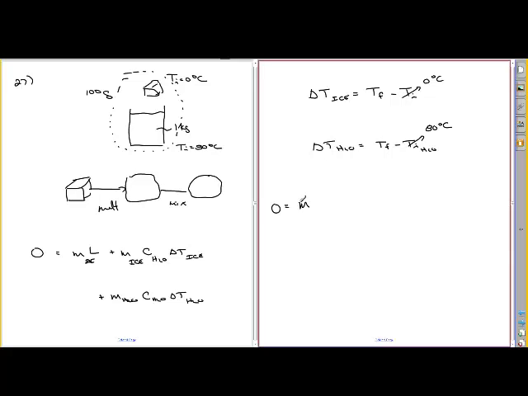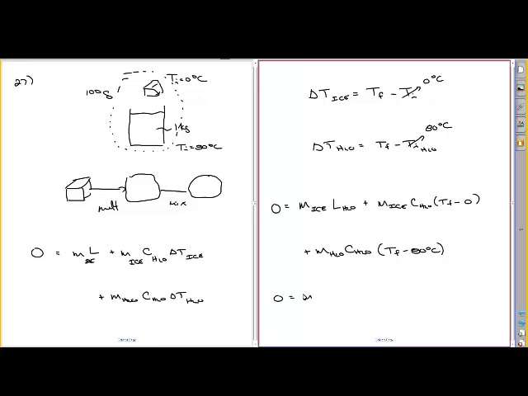So let's just plug everything in. We have mass of the ice times L for water, latent heat of fusion, plus the mass of the ice times C for water, because it's melted now, times T final minus T initial, which is 0, plus the mass of the water times the specific heat of water times T final minus 80 degrees C.